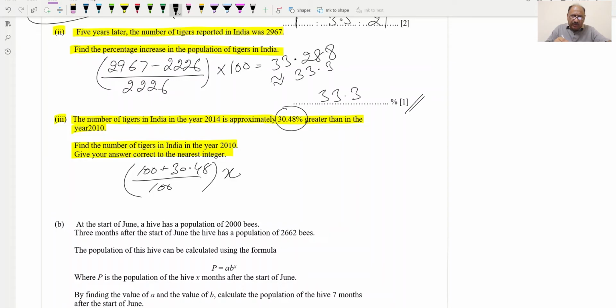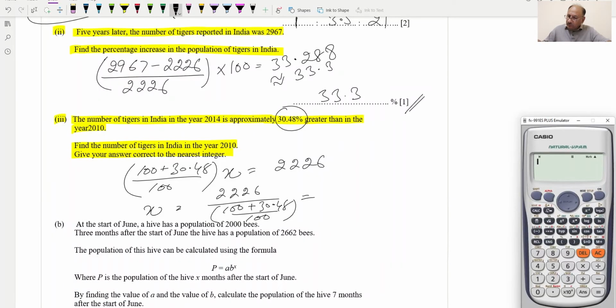And multiply by x is equal to 2226. This one we know, the number which we have used in the previous section. So x will be equal to what? x will be equal to 2226 divided by this fraction, which is 100 plus 30.48 divided by 100. And this calculation we can do.